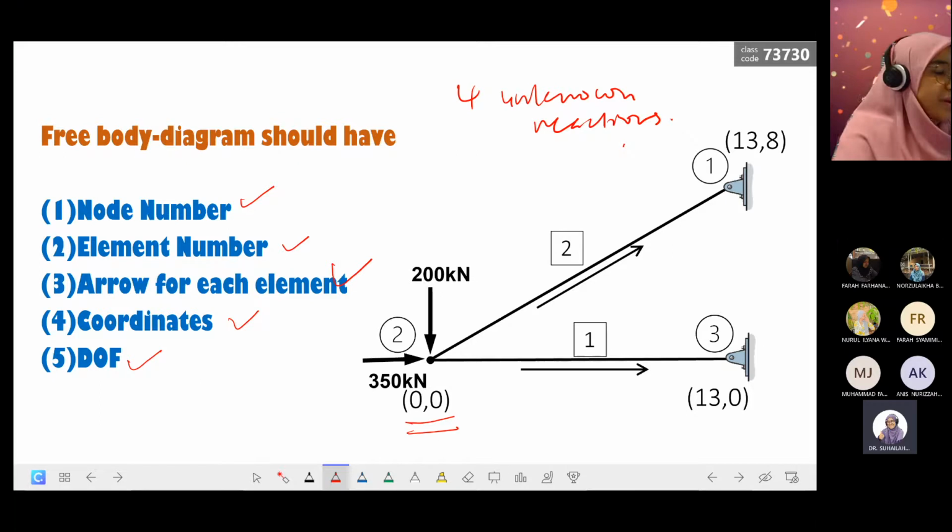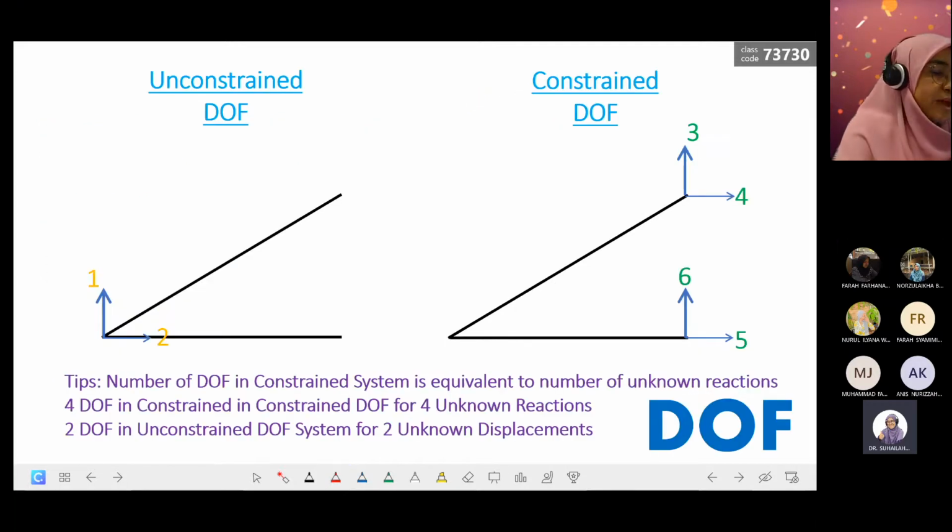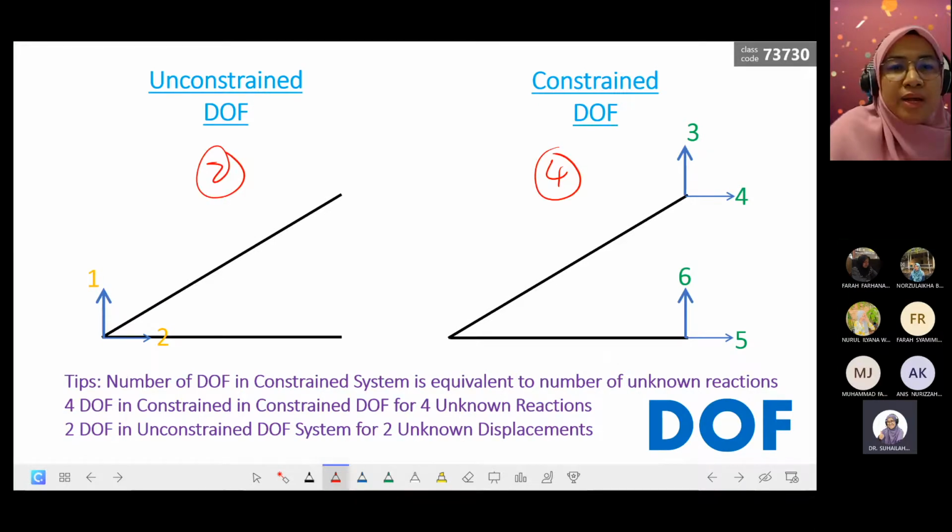Okay, 4 unknown reactions, so we have to put 4 here, and the remaining 2 we will put under unconstrained. But for the labeling, we need to label unconstrained first. Why do we need to label unconstrained first? Because in unconstrained, there are unknown displacements.